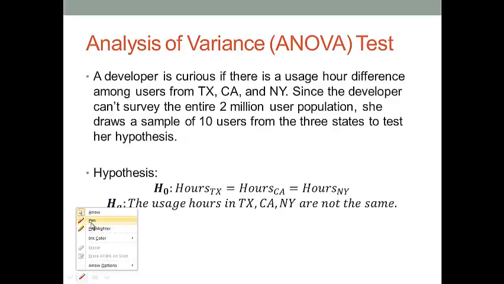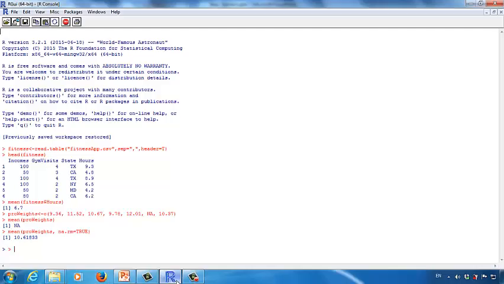The null hypothesis is there is no difference of usage hours among users from the 3 states, as you can see here. This is the null hypothesis. The alternative hypothesis is the usage hours in the 3 states are not the same. We want to use the AOV function to test this hypothesis. Let's develop this test in the R software.